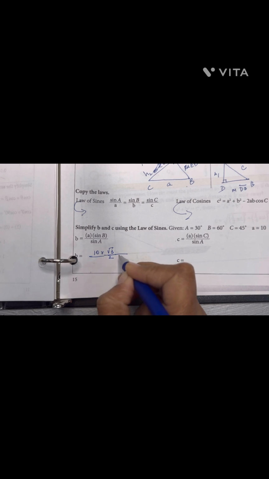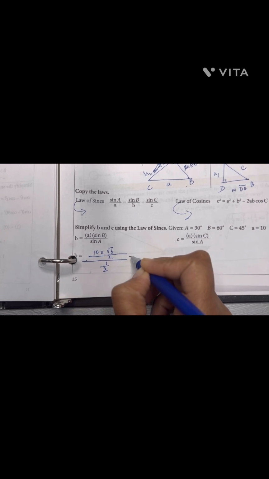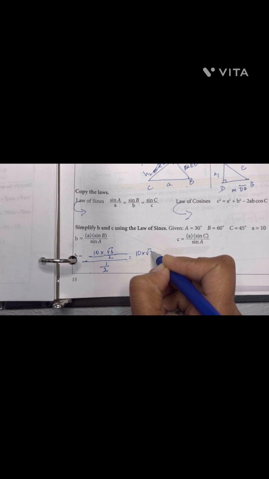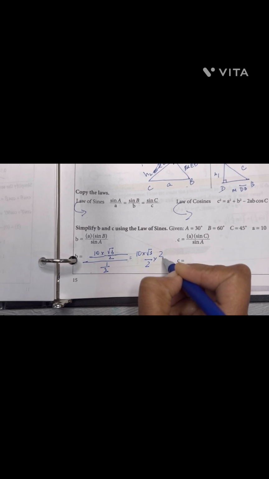And what is my sine A? My A here is 30. And what is sine 30? Sine 30 is 1 over 2. Now I'm going to divide this by 1 over 2. So when I do that, you know it flips over. The 2 goes on top. So this becomes 10 times square root of 3 over 2 times 2 over 1. So the 2 and the 2 cancel, and I'm left with 10 square root of 3.